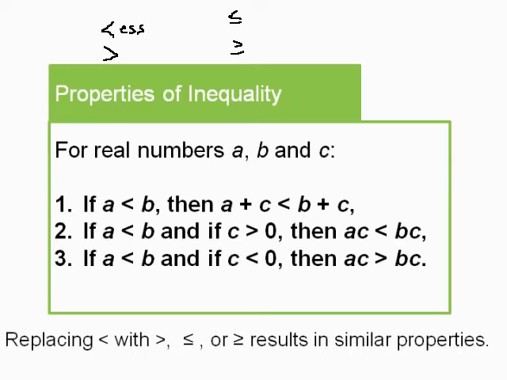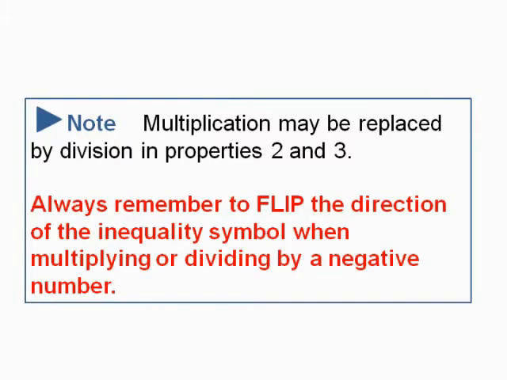Now notice the bottom says replacing the less than or greater than with less than or equal to or greater than or equal to does not affect any of these properties. So on property 1, if A is less than or equal to B, then A plus C is less than or equal to B plus C, and so forth. Always remember to flip the direction of the inequality symbol when multiplying or dividing by a negative number.